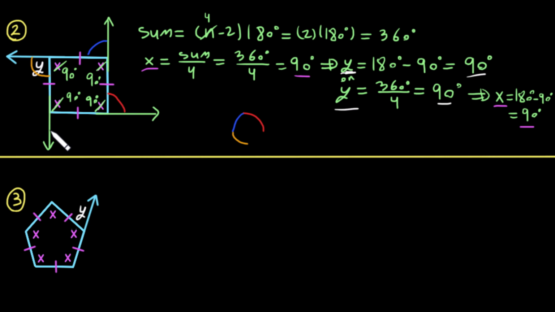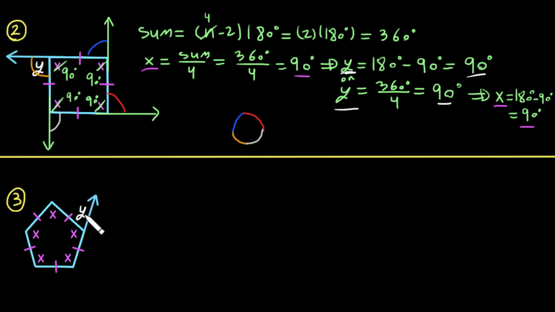Then in gray, it will be like this. So here it will be like this. So you can see it represents a full circle. So that's why here we have 360 degrees, because it represents a full circle. Now let's find the interior and exterior angles of this pentagon.